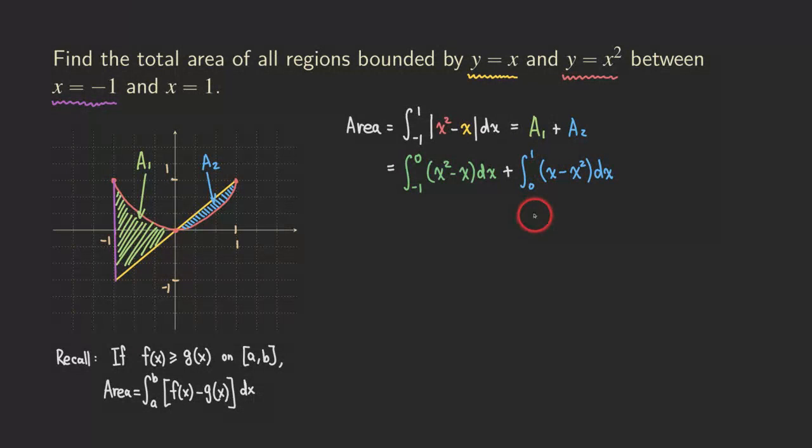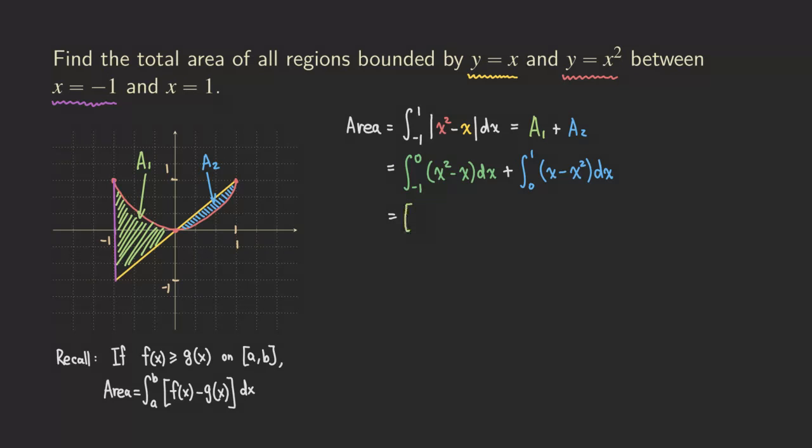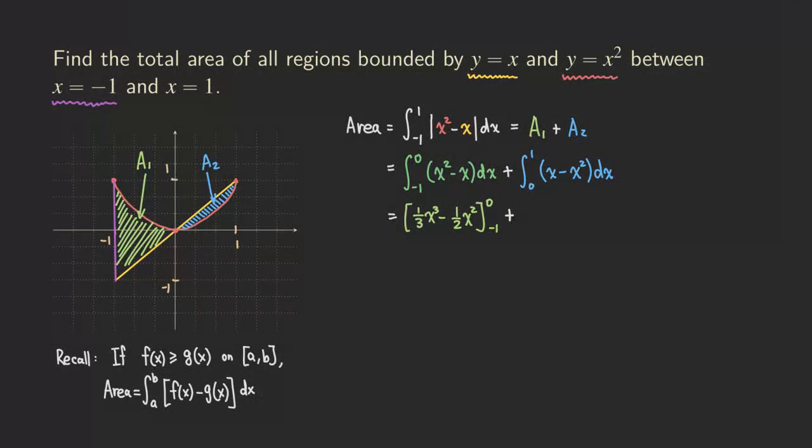Basically, if we find A1 and A2 and then add them together, we are going to get the final answer. The rest is really just routine calculation work, so I'm going to go faster. We do the integration right here. We get 1 over 3 x to the third power minus 1 over 2 x squared, evaluated from -1 to 0. And for region 2, we get 1 over 2 x squared minus 1 over 3 x cubed, evaluated from 0 to 1.